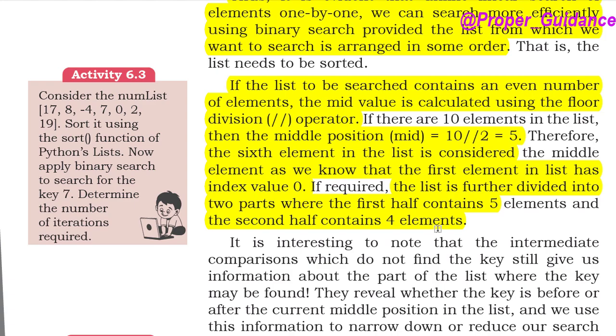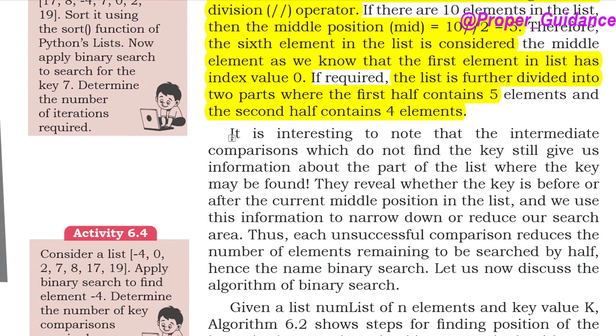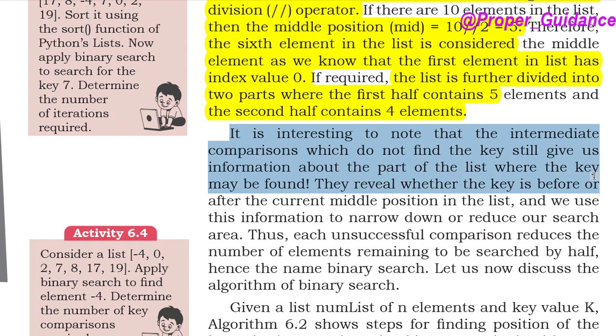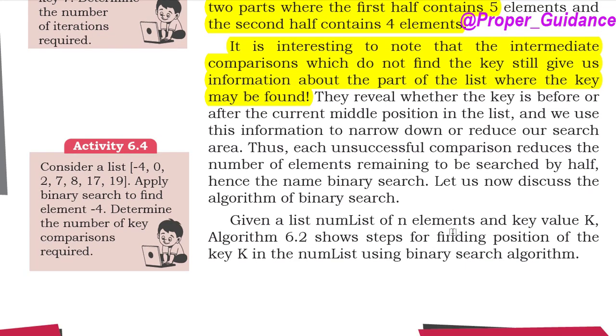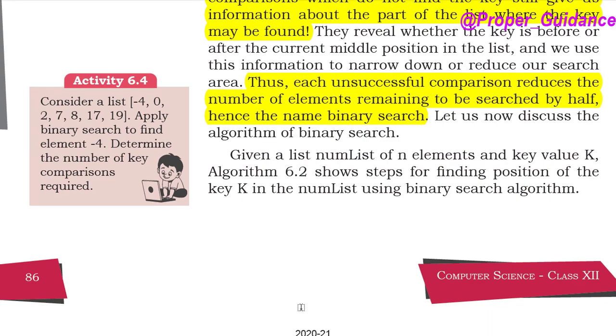It is interesting to note that the intermediate comparisons which do not find the key still give us information about the part of the list where the key may be found. They reveal whether the key is before or after the current middle position in the list, and we use this information to narrow down or reduce our search area, right? Thus, each unsuccessful comparison reduces the number of elements remaining to be searched by half, hence the name binary search. Let us now discuss the algorithm of binary search.